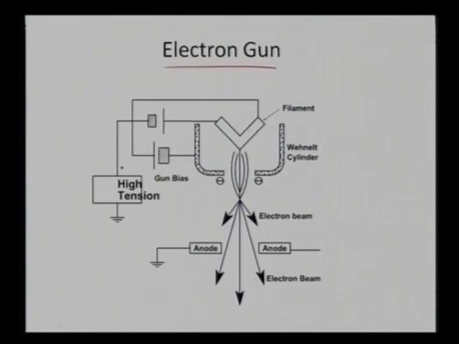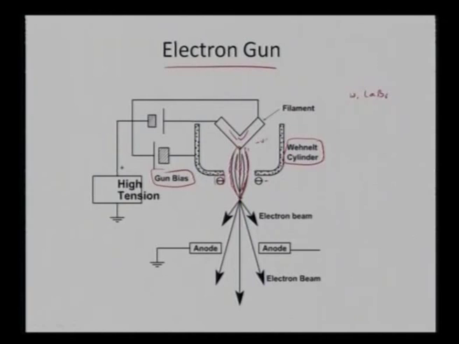So coming back to the picture, the skew view of the electron gun, I have my filament. This can be either a tungsten filament or a LaB6 filament. So this becomes my source of electrons. I apply a certain bias to it and I generate electrons. Once electrons are being generated, my Wehnelt cylinder has a negative potential, which focuses the electrons to a particular spot.